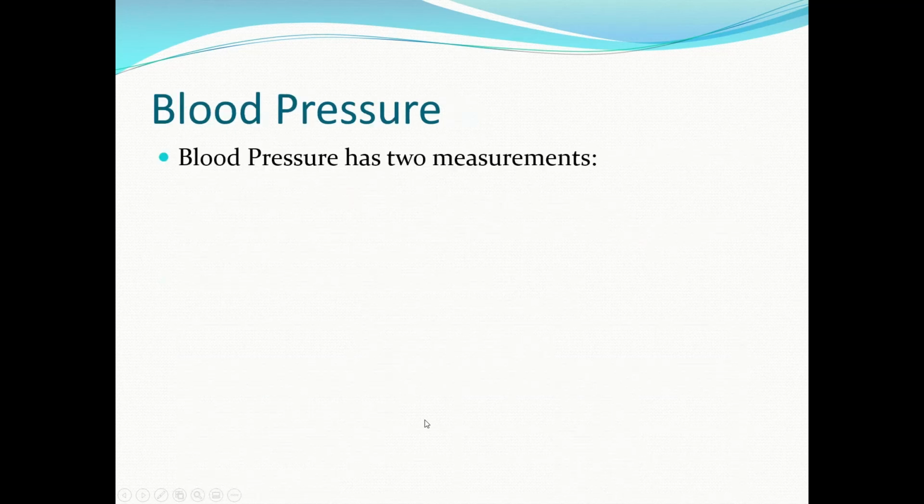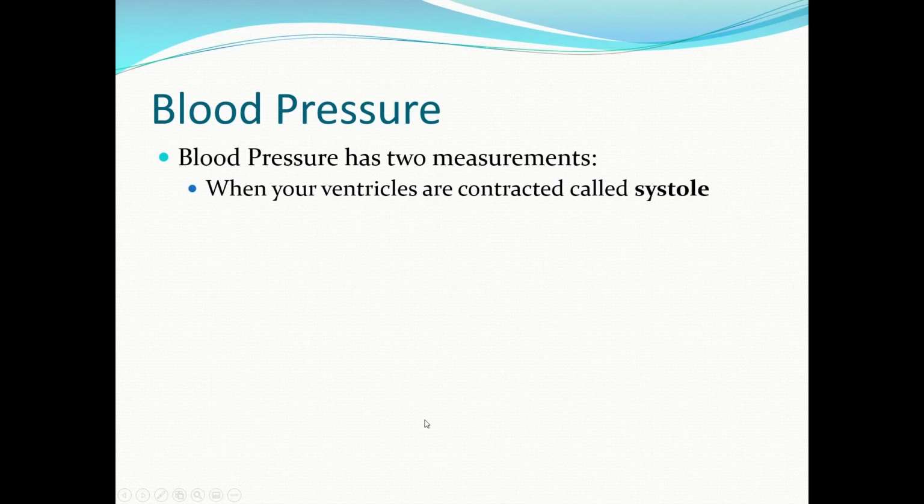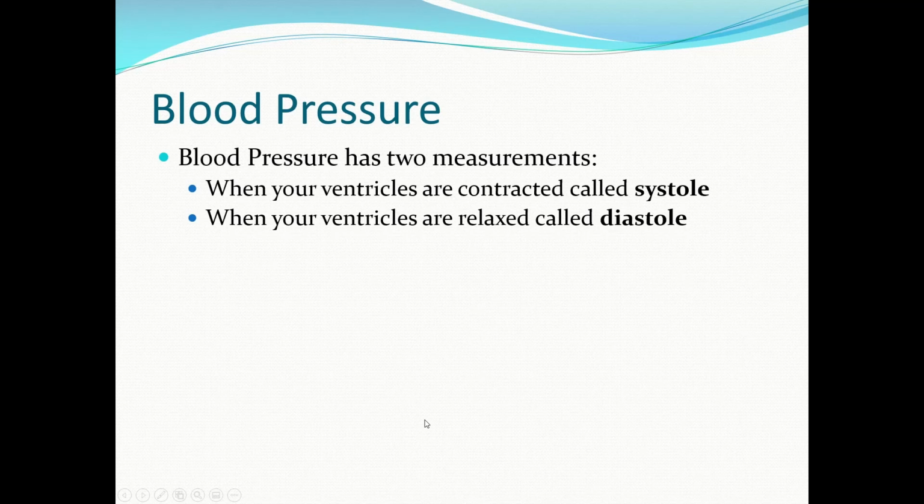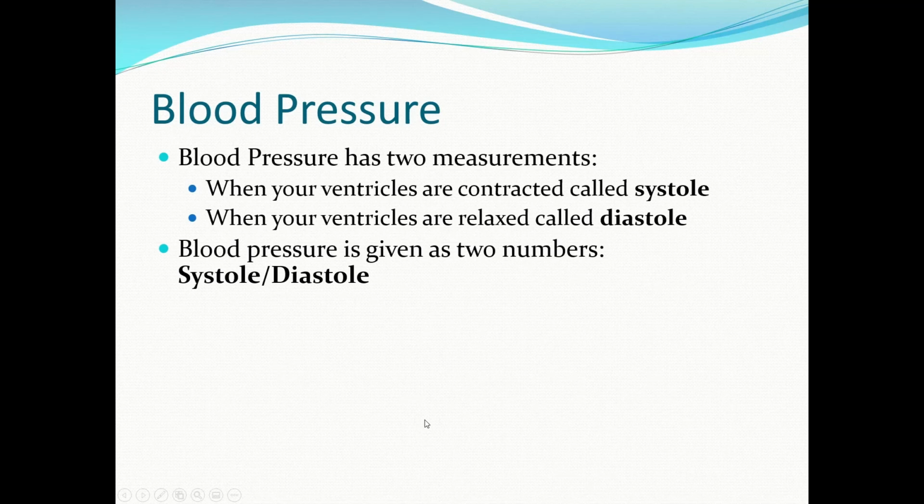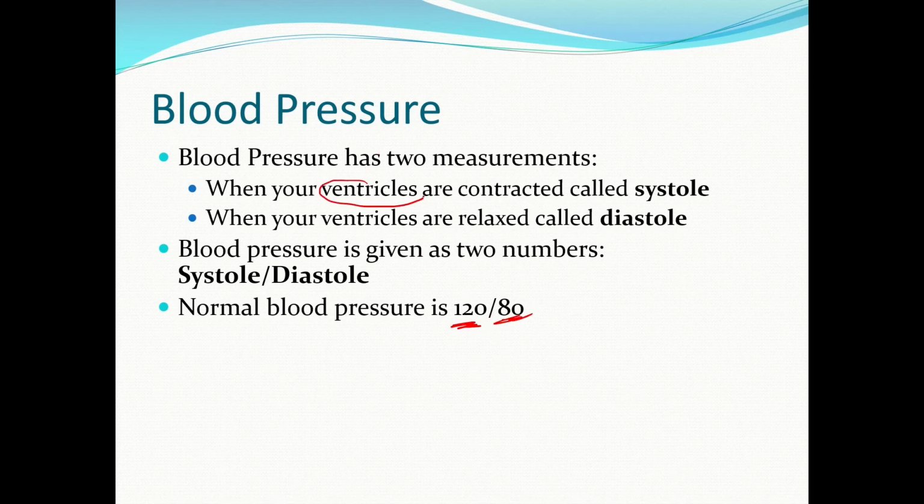Blood pressure has two measurements. When your ventricles are contracted, it's called systole. When your ventricles are relaxed, it's called diastole. Your blood pressure is given as two numbers, systole over diastole. Normal blood pressure, and you need to know this, is 120 over 80. This is a bigger number, this is a smaller number, right? It makes sense, since I said those ventricles are stronger. When your ventricles contract, you get the bigger one, and when your ventricles are relaxed, you get the smaller one.